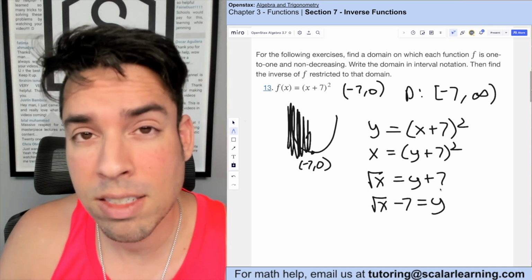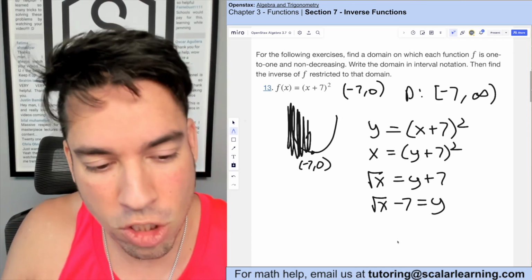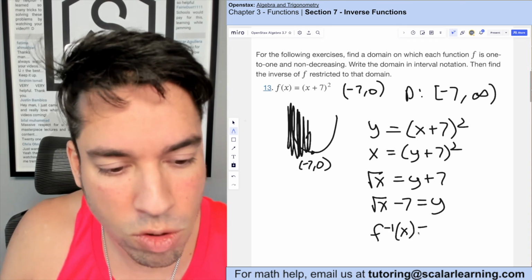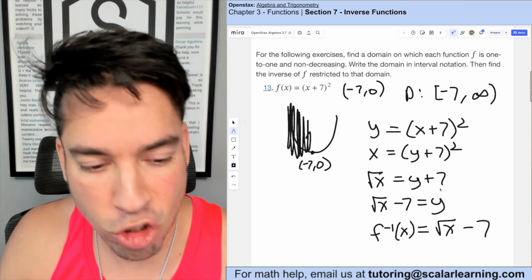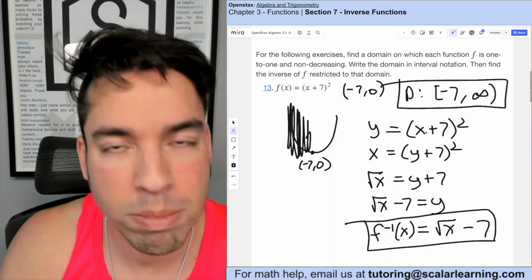And again, this is my inverse, so now I can put it in nice function notation. I'm just going to swap the sides just to make it look nicer. So now we have f⁻¹(x) equals radical x minus 7 with that domain restriction applied. So there is the inverse, there is the domain, boom, done.